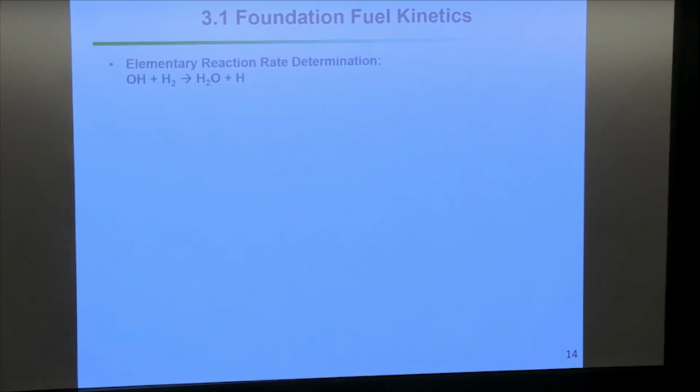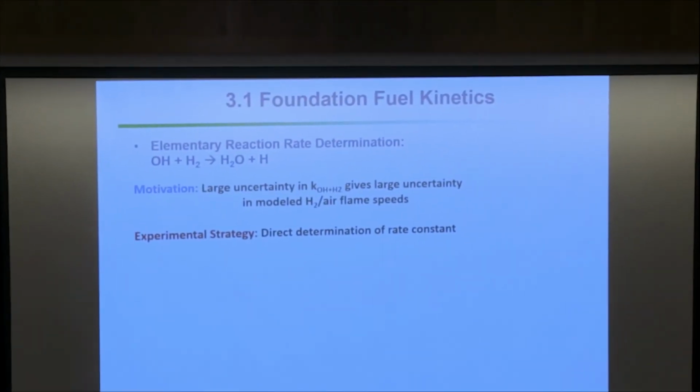Okay, next example. There's another reaction that's pretty important: OH plus H2. We find out it's important because when you model a problem, you do sensitivity analysis to see which reaction affects what. Large uncertainty. It turns out this one is important for flame speeds. So if you want to simulate flame speeds, you need to know this one.